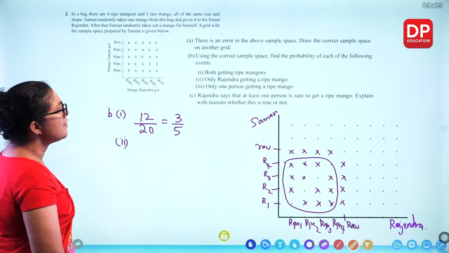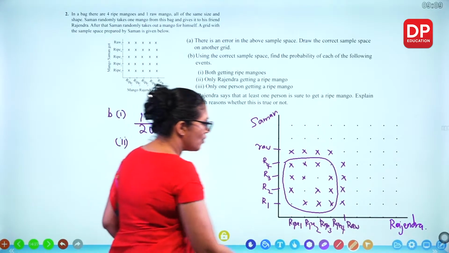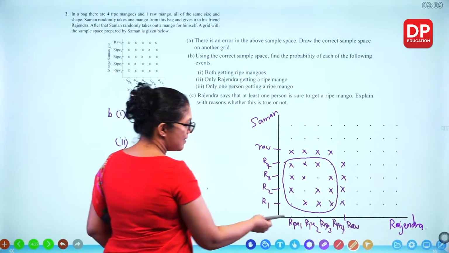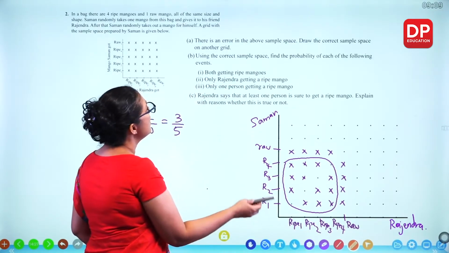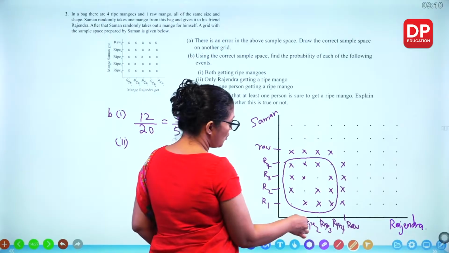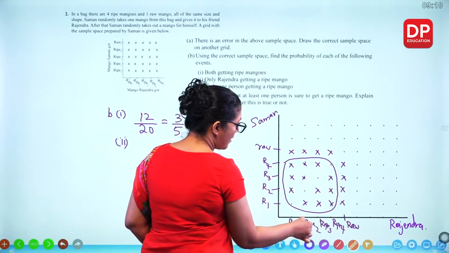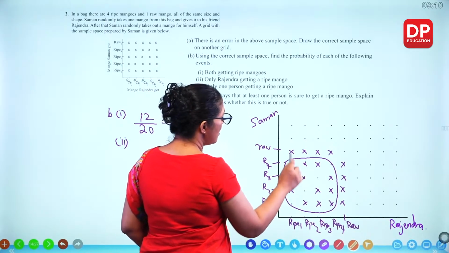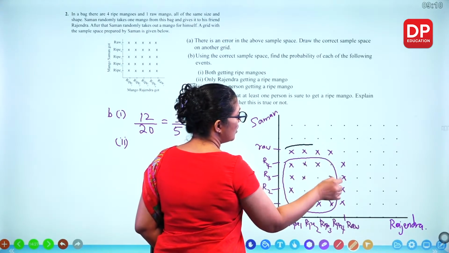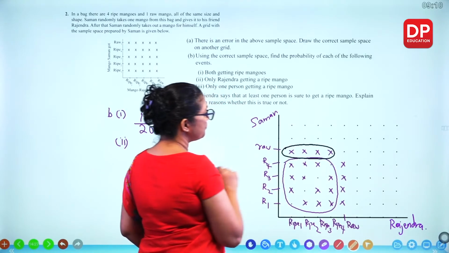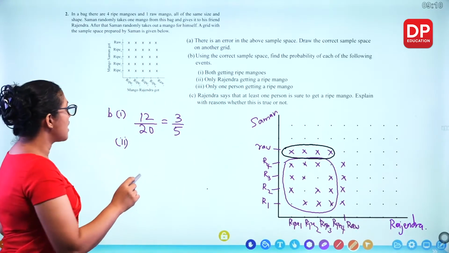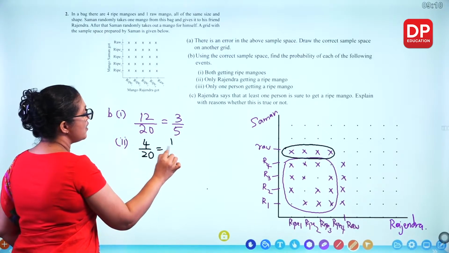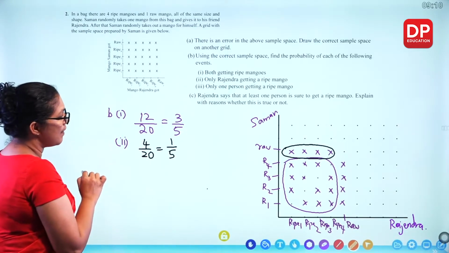Now look at the next one. Only Rajendra getting a ripe mango. So we'll take a black color. Rajendra is this side. If this is ripe for Rajendra, Saman will get a raw mango. So these 4. So 4 outcomes out of 20. Simplify, you get 1 over 5.